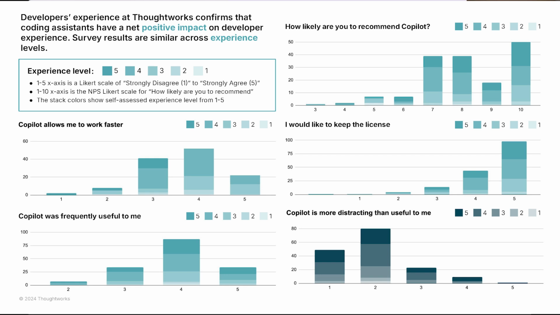This is another one: Copilot is more distracting than useful to me. Here, I think the lower the number, the better it is, which means it is helpful rather than being more distracting. And how likely you are to recommend it is a good number there. So overall, I think it's a decent experience within Thoughtworks.